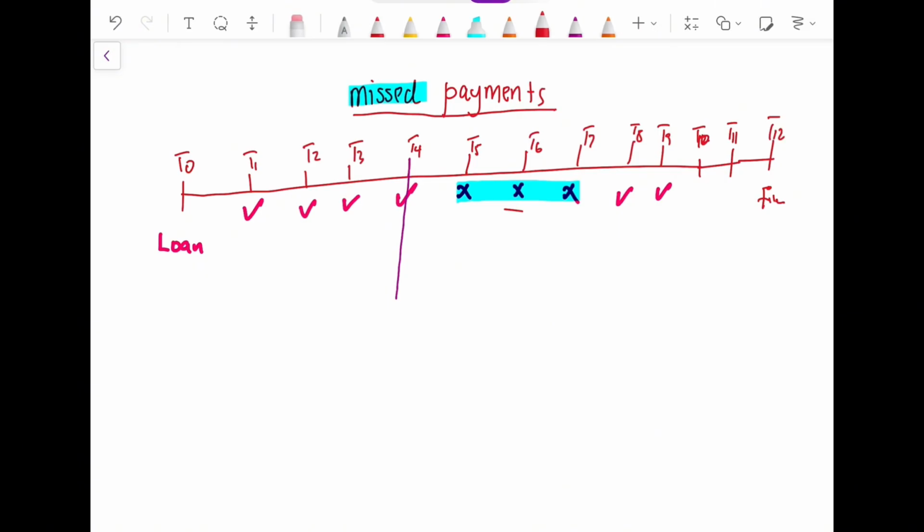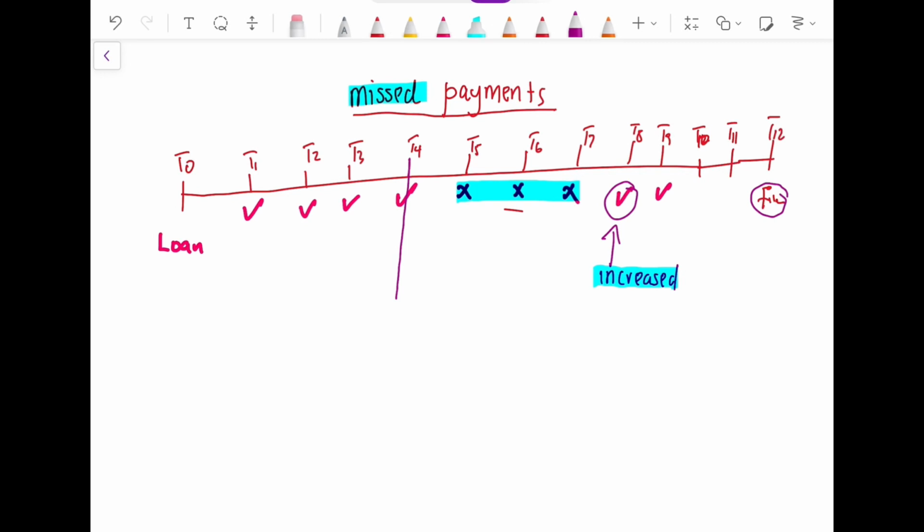So what will happen here? Now, for you to finish this loan, that means whatever you are paying here must be increased. The X that you are paying there must be increased so that you are able to finish your loan at T12. So with missed payments, they will ask you to calculate the increased monthly payments or the increased equal payments. Now, how do you calculate that? So I will take you through an example, but now what is it that you need to note here? So here everything is well.